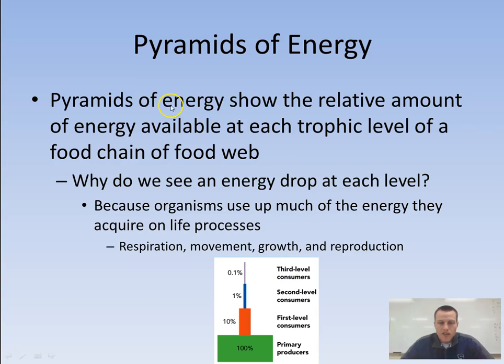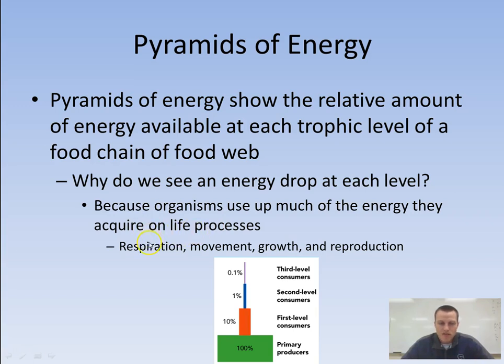Okay, so let's talk a little bit more about energy here. Pyramids of energy show the relationship of the amount of energy available to each trophic level of a food chain or food web. It's kind of what we just talked about. You can see how energy decreases as we go up the consumer list here. Why do we see this energy drop? I talked about how it decreased by 10%. This is because organisms have to use energy in order to live.